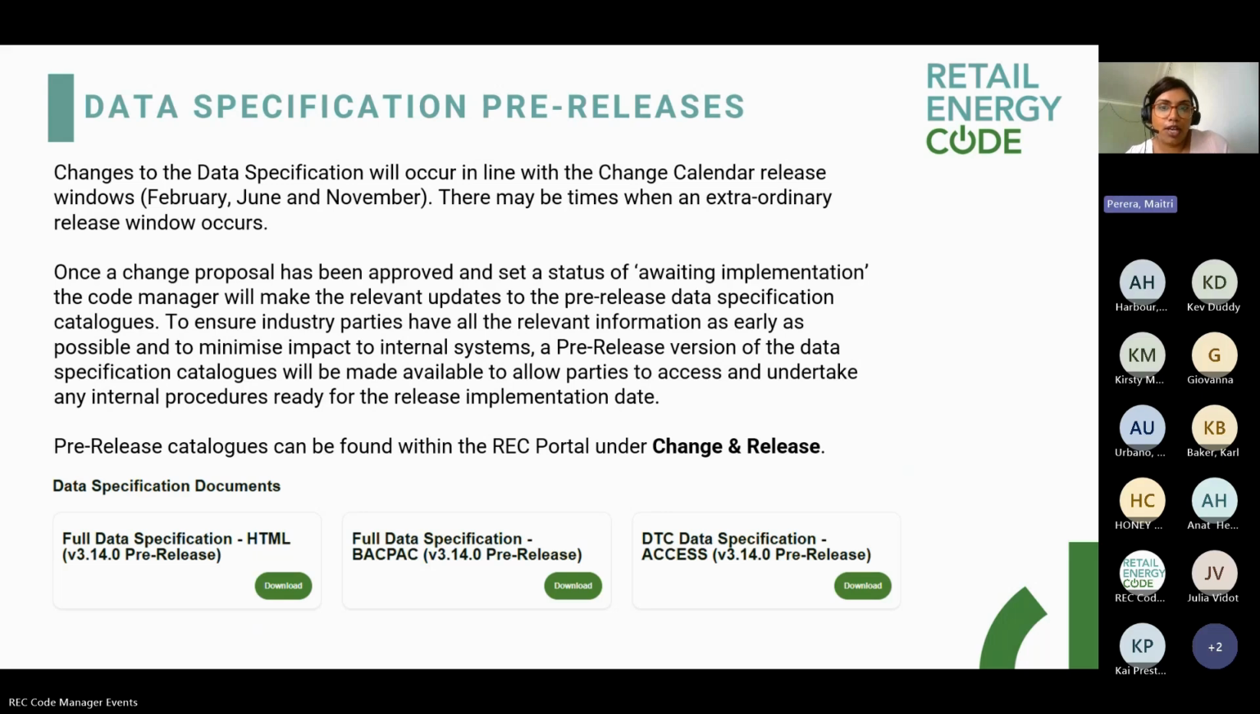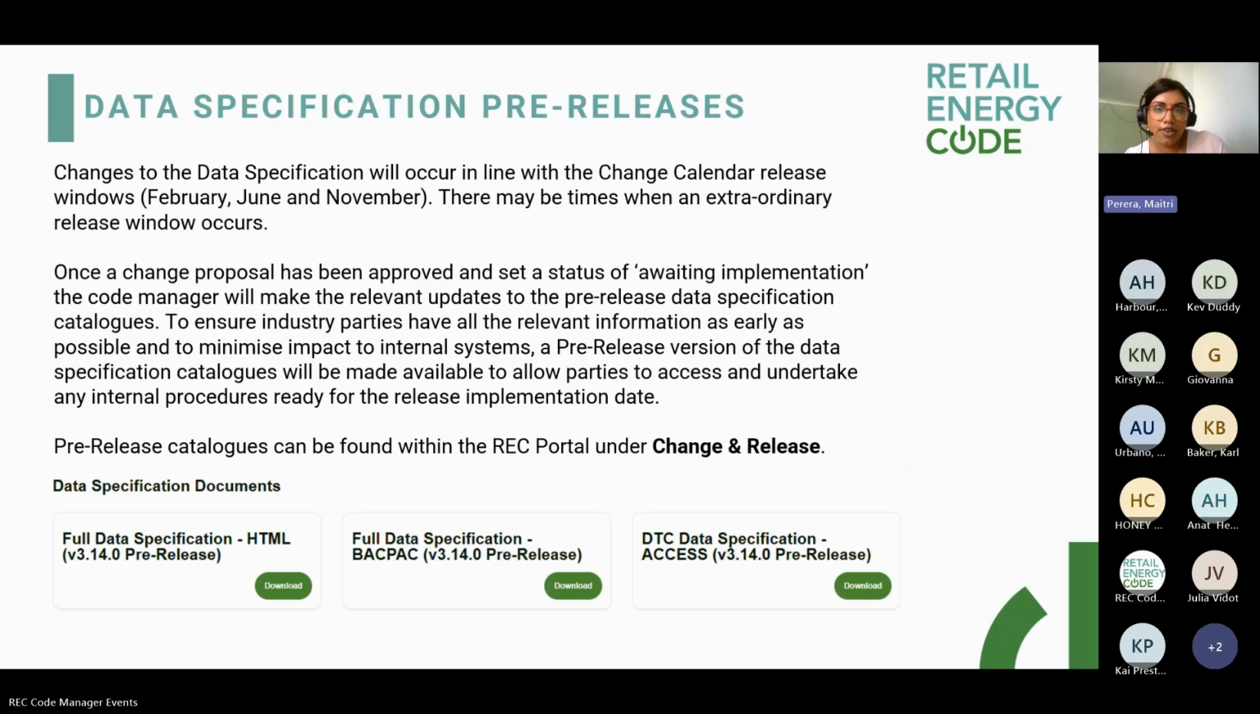Once a change proposal has been approved by the relevant committee or code body and set a status of awaiting implementation, it will generally fall into the next appropriate release window. The code manager will make any updates to the REC data specification in pre-release catalogs to ensure parties have all the relevant information as early as possible and to minimize impact to internal systems.